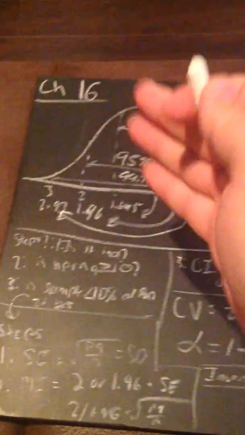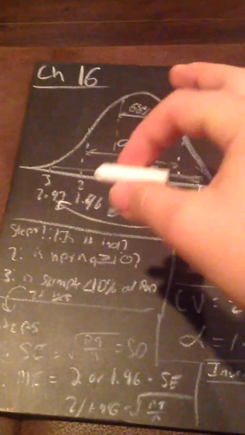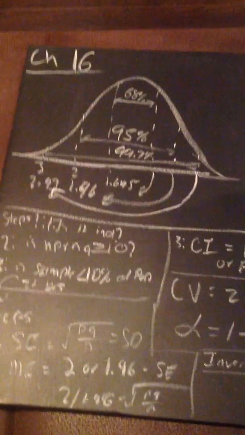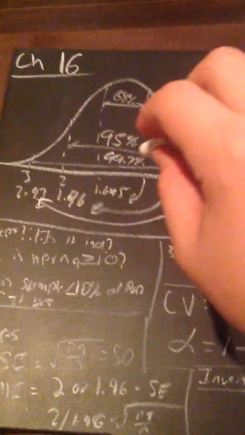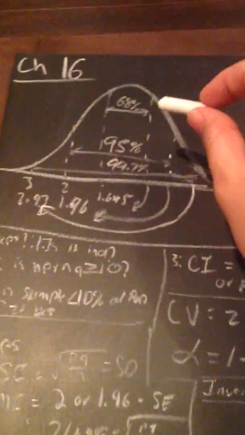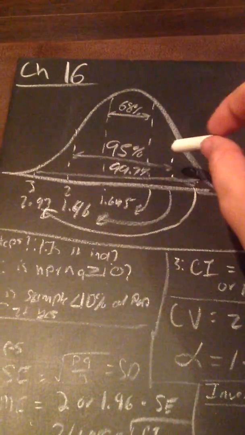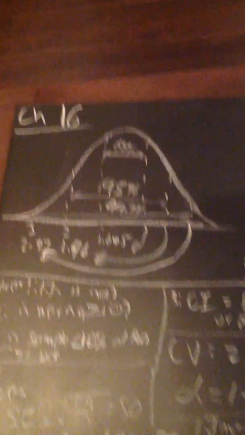This is all that, in one way or another, one form, modified, played around with. This is your standard bell curve. As you can see, I got the 68% area, the 95% area, and the 99.7% area.